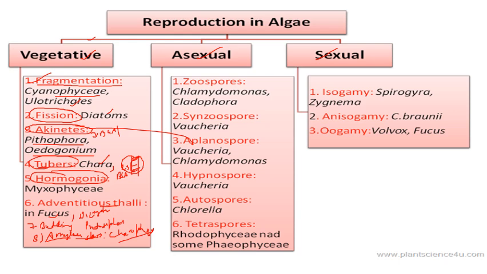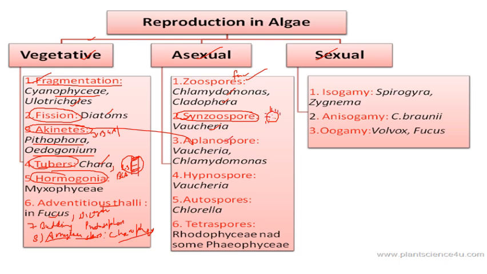Then comes asexual reproduction. It includes structures like zoospores. These are motile spores produced inside the zoosporangium, and they are formed when conditions are favorable. These are produced by Chlamydomonas and Cladophora. There are different classifications of zoospores on the basis of the number of flagella present. Then next we have synzoospore. This is a complex zoospore found in Vaucheria. It is a unicellular multinucleate zoospore having multiple flagella. This is known as synzoospore.